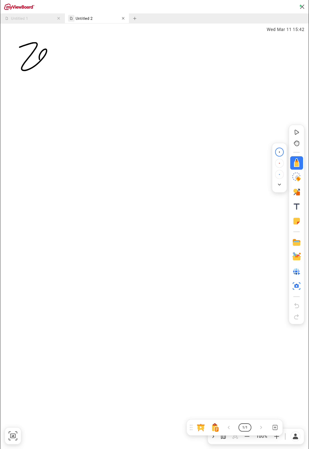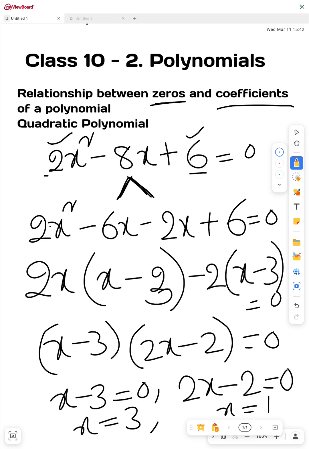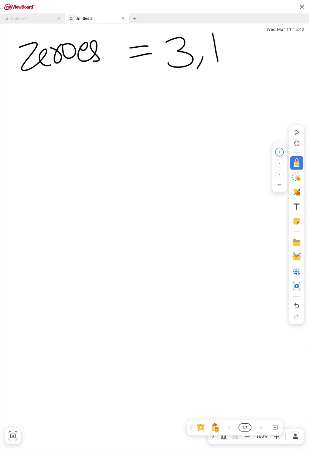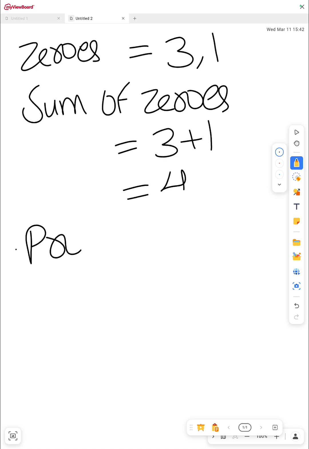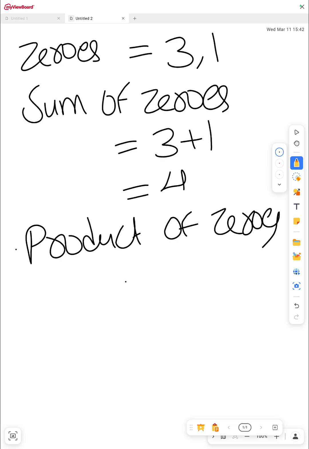So what are the zeros of the polynomial? They are 3 and 1. Now we need to know the relationship between zeros and coefficients. First we will find the sum of zeros. What is the sum of zeros? 3 plus 1 is equal to 4. And what is the product of zeros? It is 3 into 1, which is equal to 3.